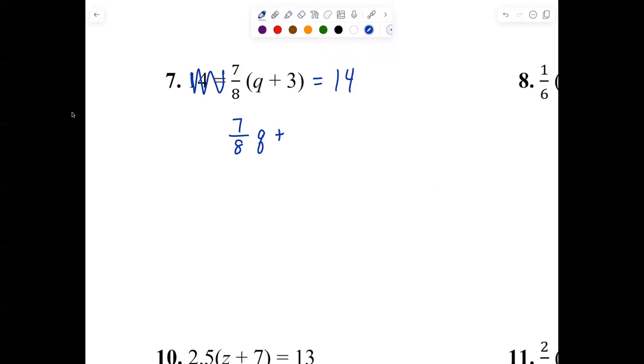7/8 times 3. 7/8 times 3 over what? 1. Can I reduce anything? So what's my answer? There you go. 21 over 8 equals 14. Now what?